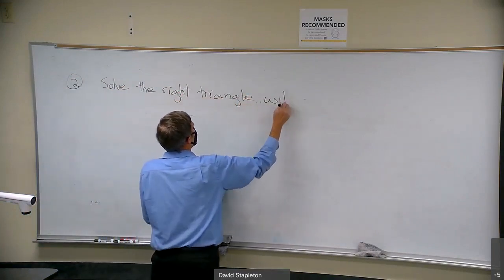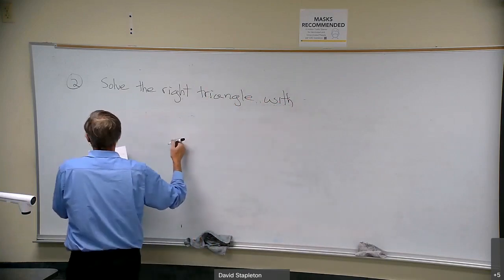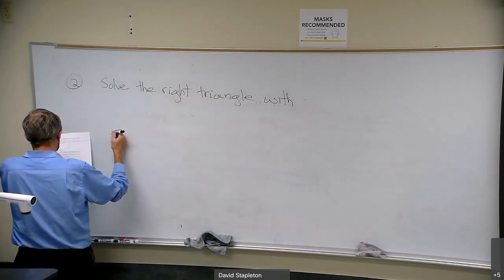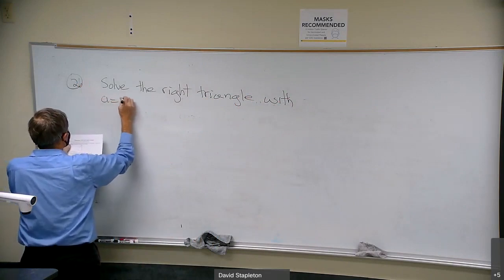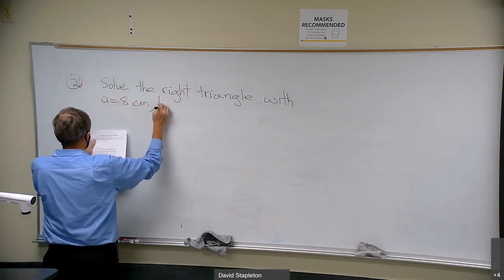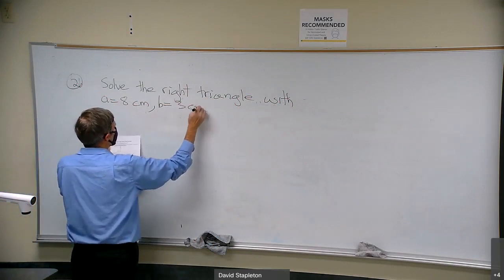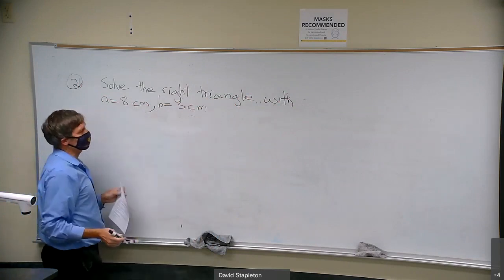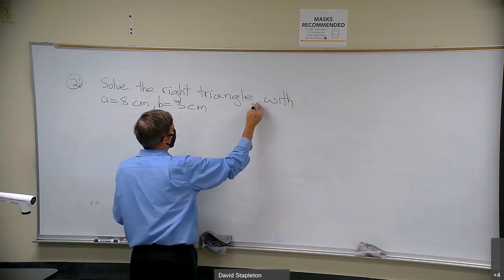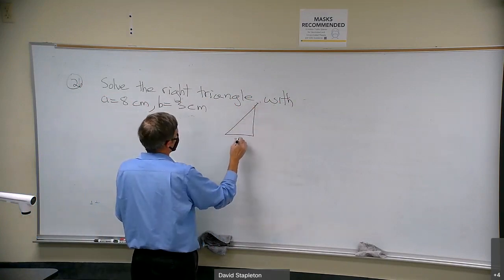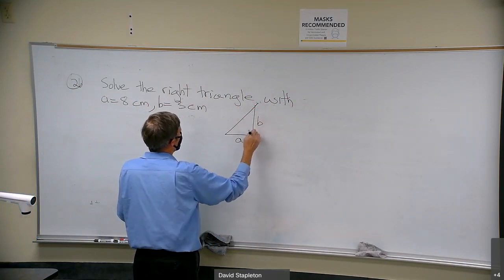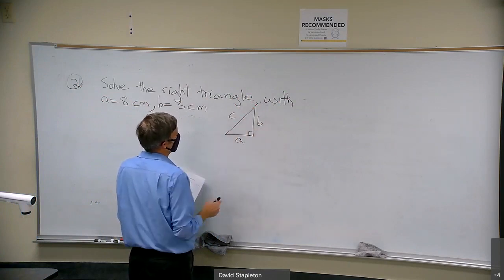With the following measures, we'll do 2B here, let's say with side A equals 8 centimeters and side B equals 3 centimeters. And I gave you this drawing here. I'll probably give you a drawing on the final exam just to make sure there's no questions. But the assumption is always that A and B are legs, doesn't matter where you put each one, but C is the hypotenuse. All right.